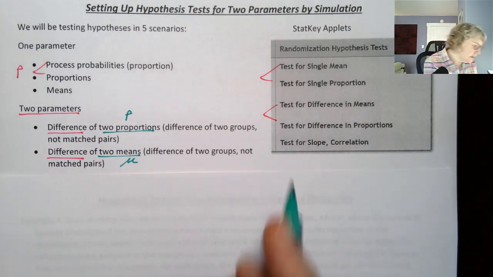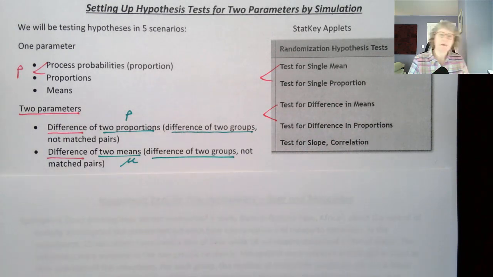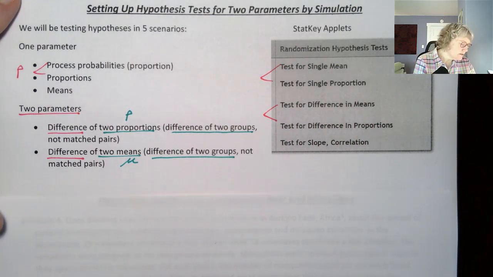So we're going to be looking at the difference of 2 groups in both cases: 2 different groups of people. This is perfect for experiments because it's like a control group and a treatment group. Let's get into one of these.